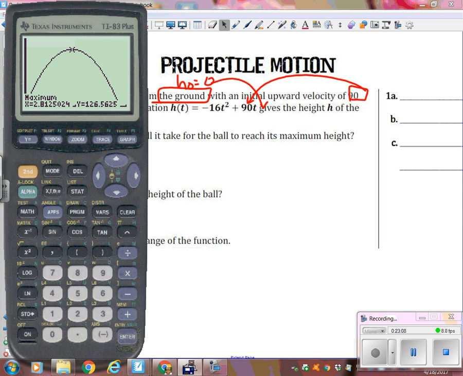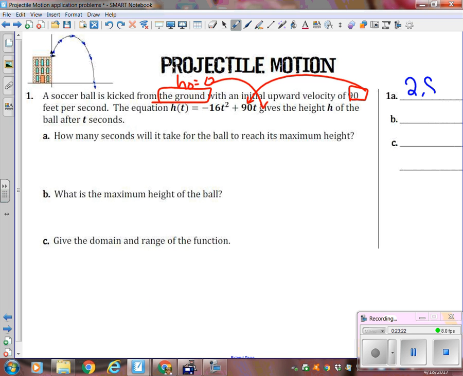Did you guys figure out the max? All right. What's my answer for part A? How long will it take for the ball to reach the maximum height? Is it 126 seconds or 2.8 seconds? All right, 2.8 seconds.